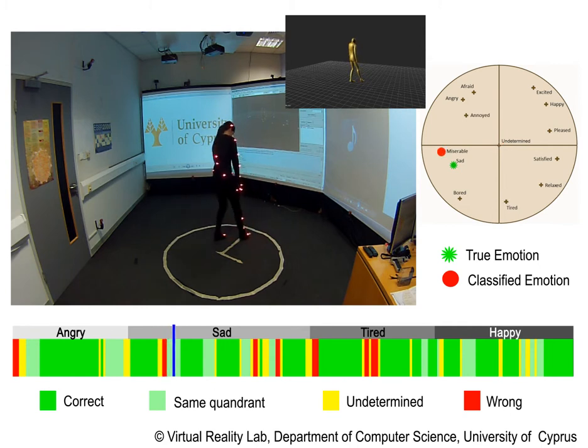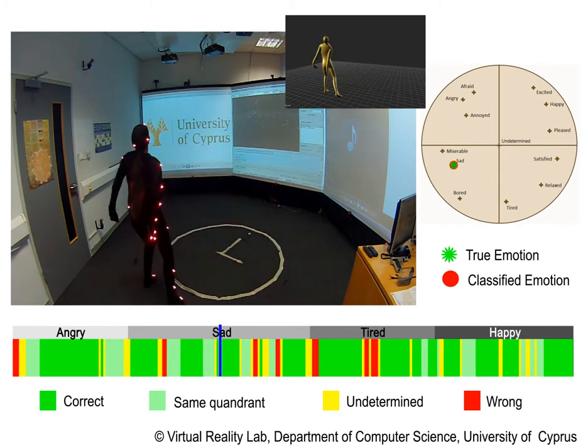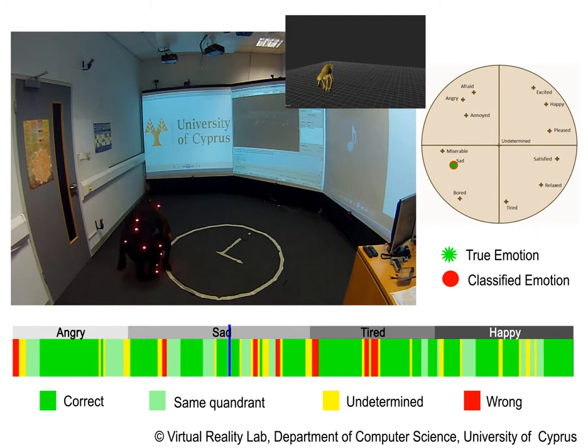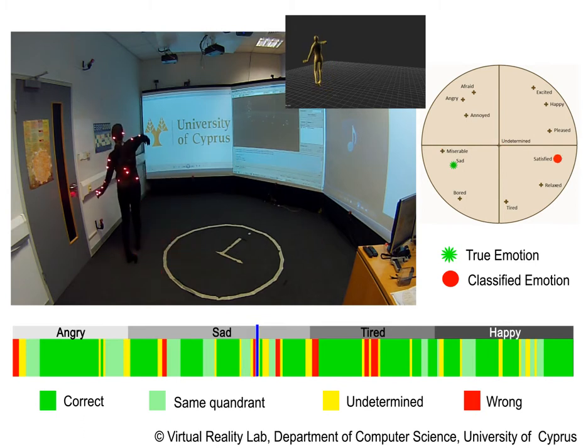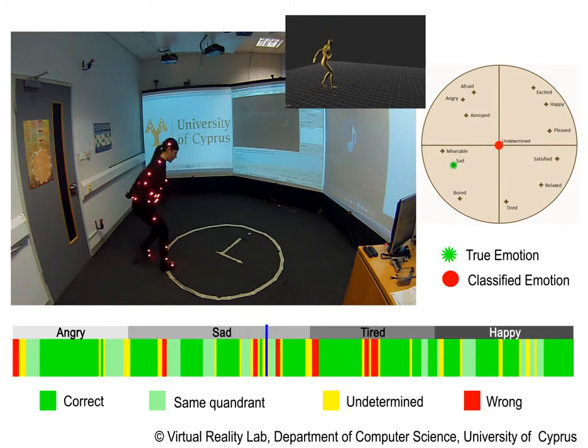Colors on the bottom bar indicate the accuracy of the classifier. Dark green indicates correct prediction. Light green indicates that the predicted class falls in the same quadrant as the original class. Yellow indicates cases where the segment couldn't be classified to any of the 12 states. And finally, red indicates misclassification to another quadrant.